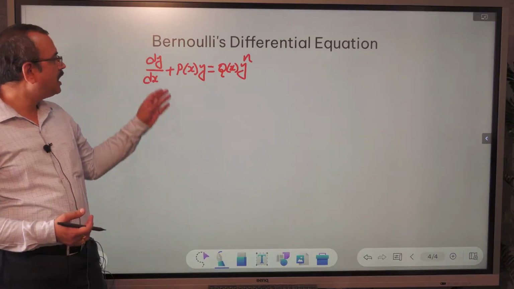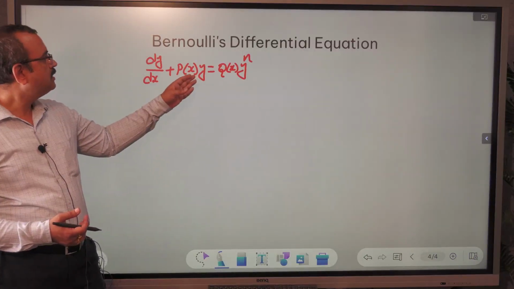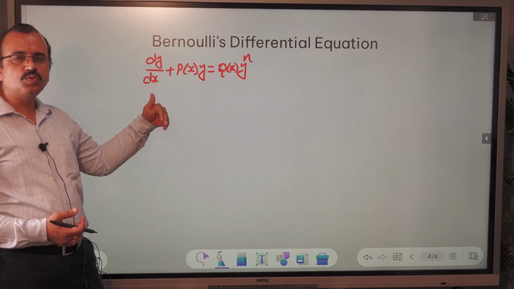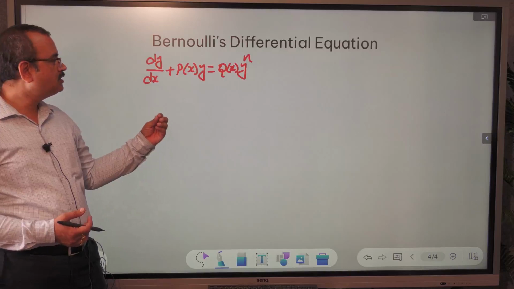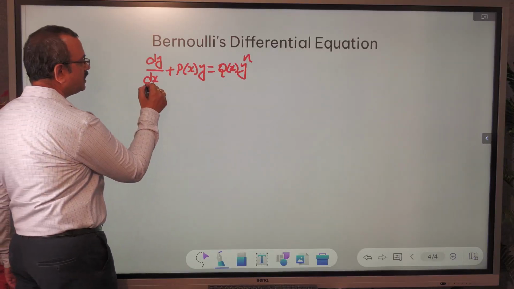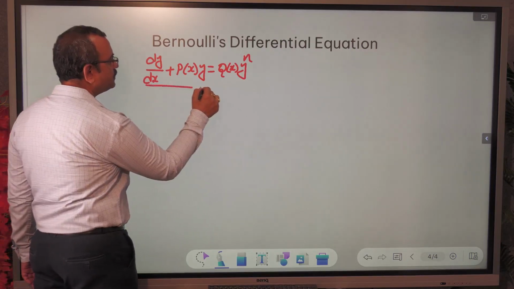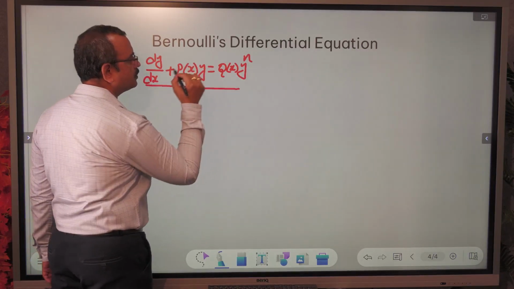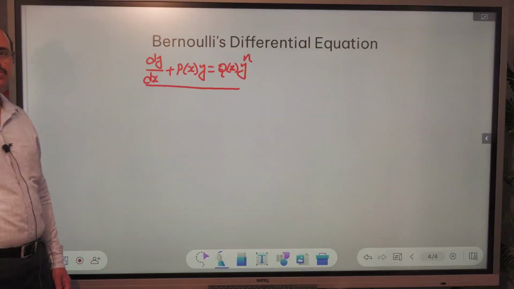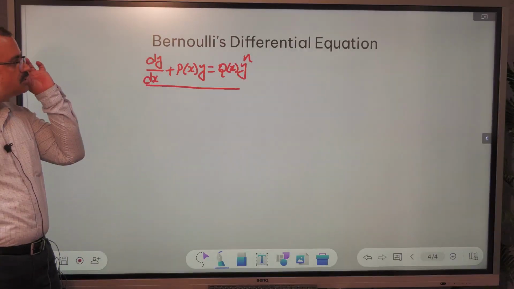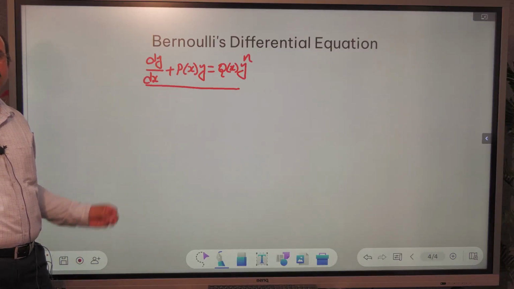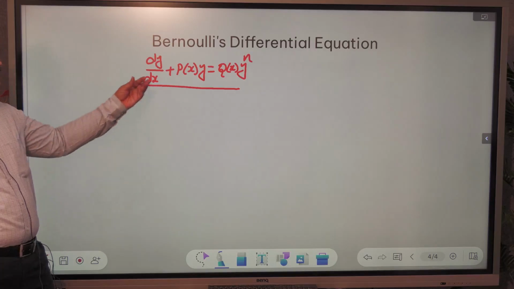Whenever we have an equation like this, it is known as a Bernoulli's equation in the first order. Now how to convert this into linear? In the linear we know that the standard form is dy by dx plus p of x into y is equal to q of x only. But here we have that y power n as an additional term. So we have to remove this term y power n, and then convert this into linear.